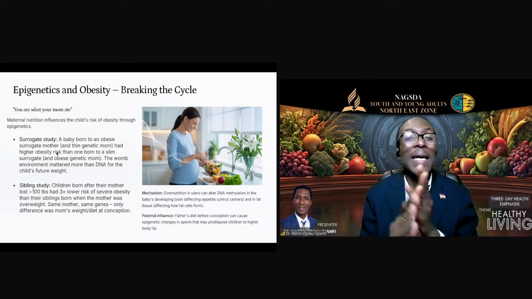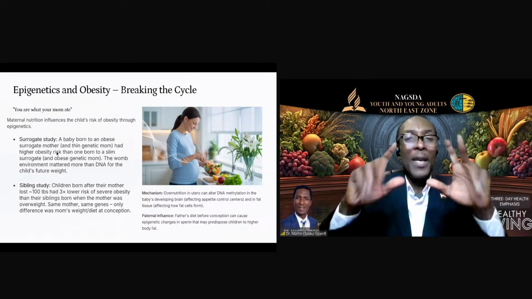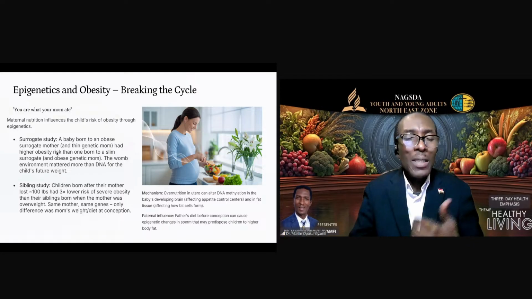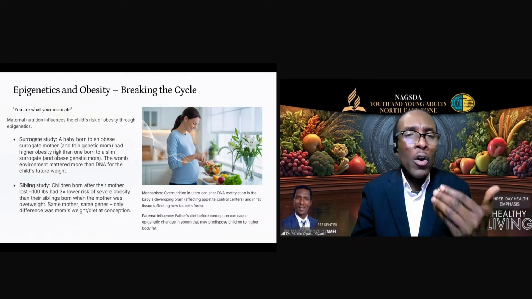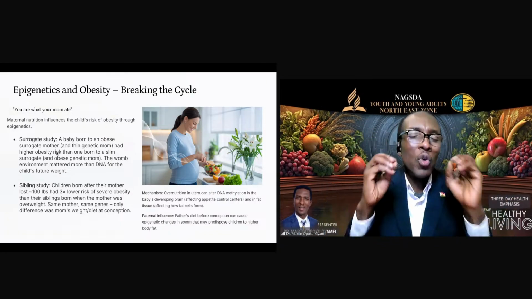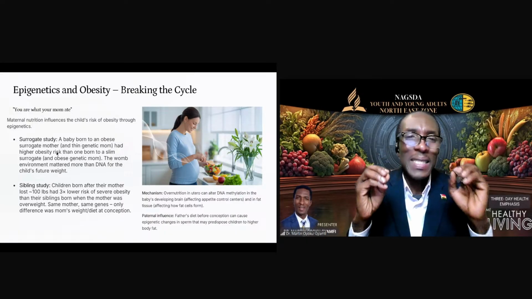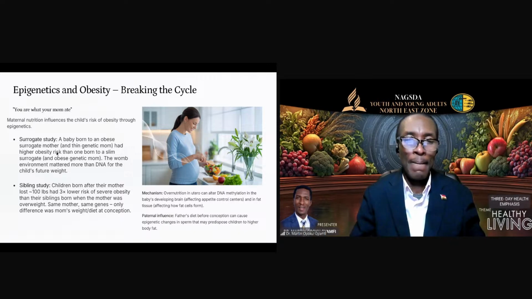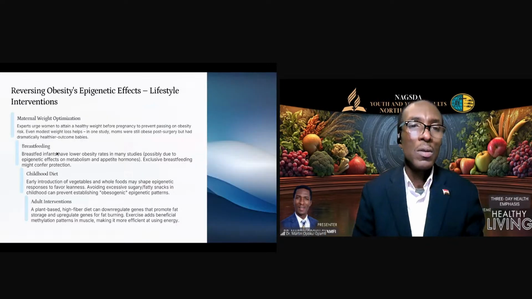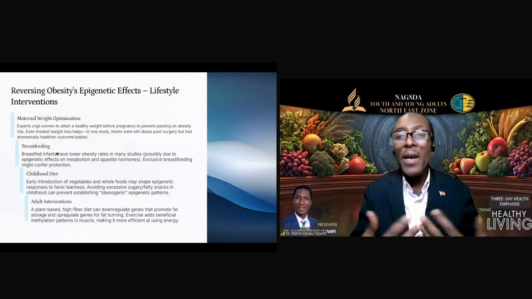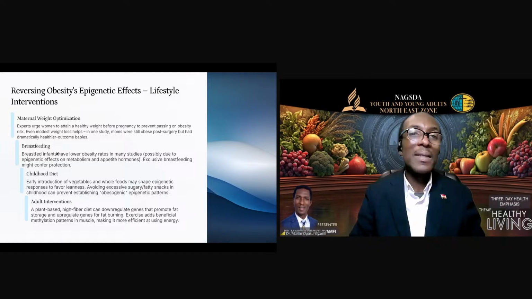Epigenetic tags can silence a gene or they can activate a gene. So if you're a young person and you're listening to me, don't run away or shy from nutrition. It is very, very important that you understand that what you eat matters to some extent more than your genes. All right. So they looked at how to address obesity.